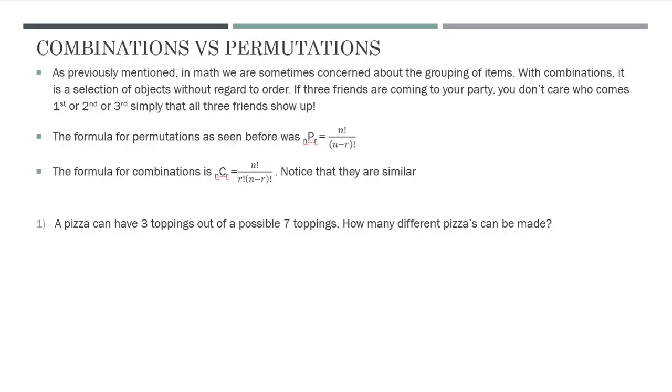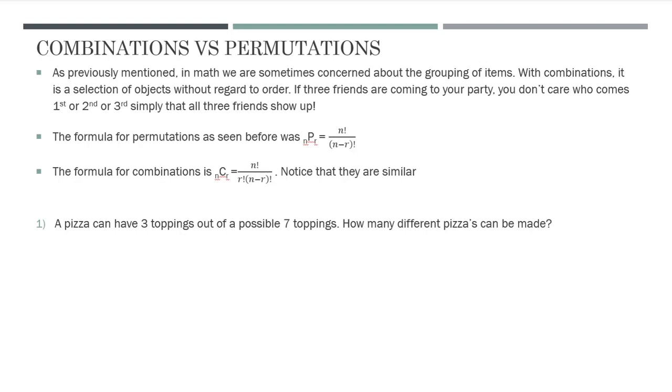For instance, if you're having a party and you're waiting for three friends to show up, do you really care who comes first, second, or third? Probably not. You just hope that they all show up. That's kind of like combinations. We don't really care who comes first, second, third, fourth, whatever. We just care that they're there.